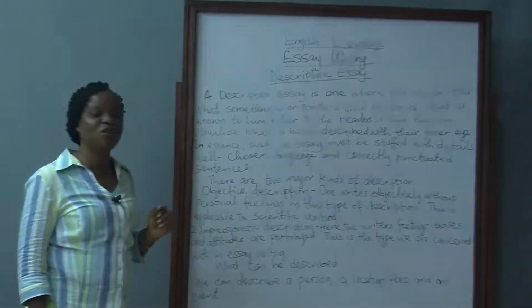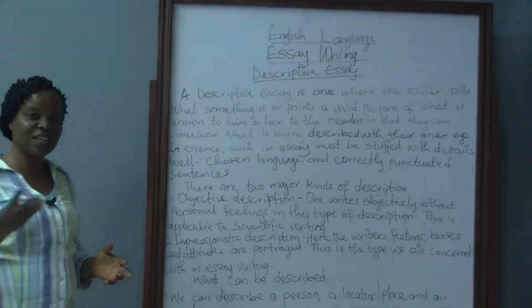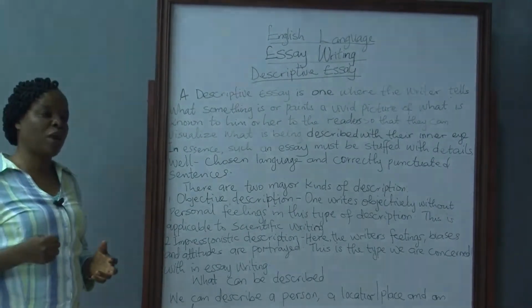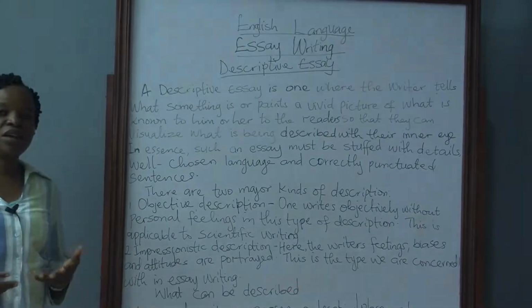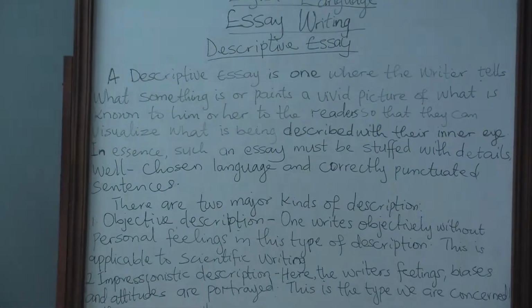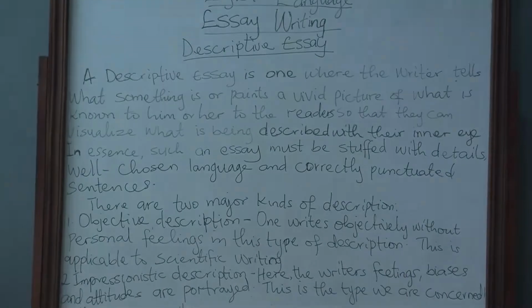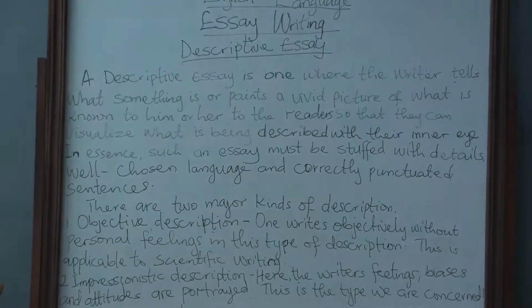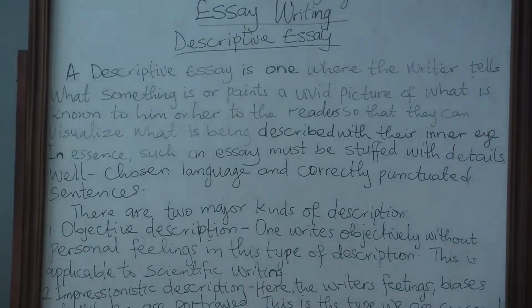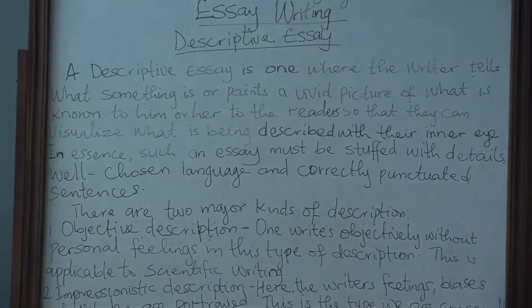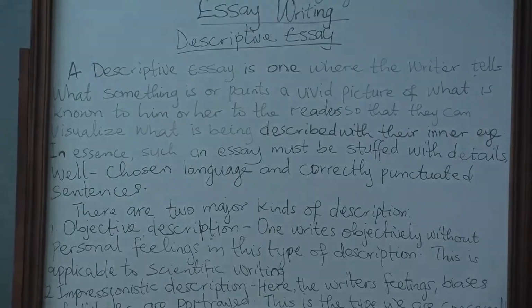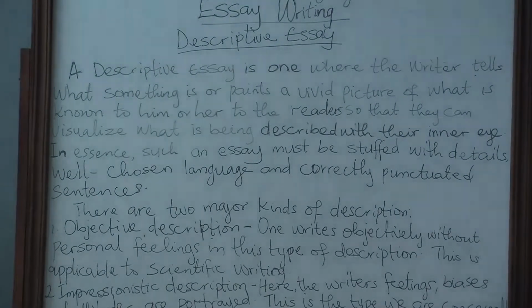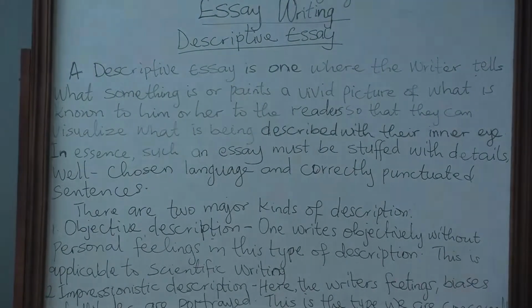There are two major kinds of description. There are two major ways you can describe. We have the objective description. Objective description is when you're describing something that has a laid down rule. You are not adding anything. You can't add your personal feelings. You can't say, if this is like this, if it is not like that, then I feel. No, you are not allowed to do that.